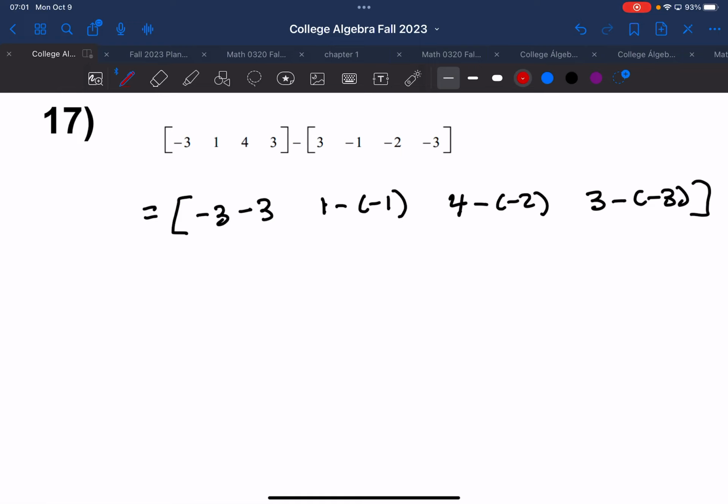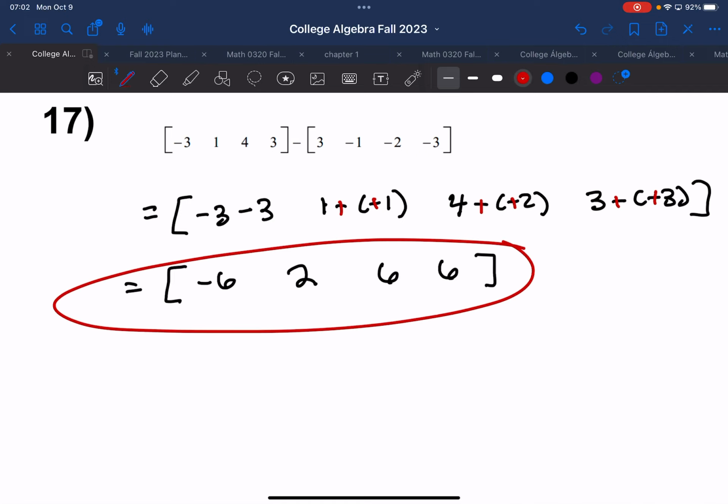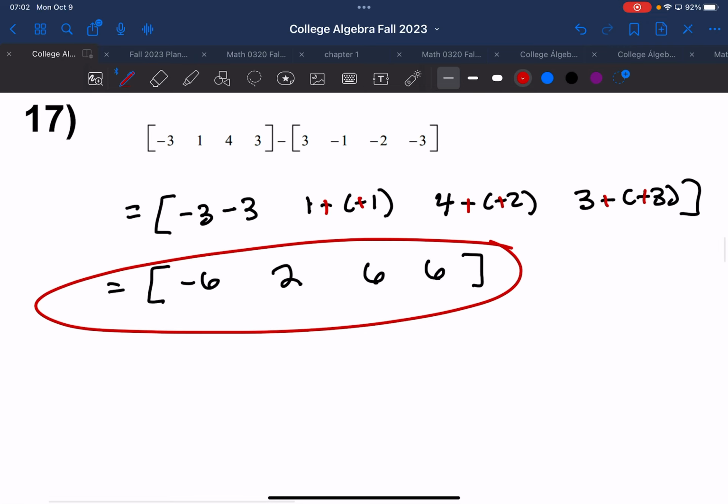Then I'm going to go through here because I know that minus a negative is plus a positive. And then simplifying this, -3 and -3 gives us -6. 1 plus 1, 2. 4 plus 2, 6. 3 plus 3, 6. So that means this is our answer, which matches the matrix C of a 1 by 4. Everyone see where? Got those?